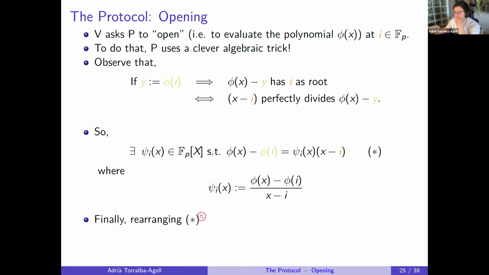So finally, if we rearrange this expression here, the asterisk expression, we can obtain this new expression for our committed polynomial. Phi of x, this is our committed polynomial, is psi of x times x minus I plus phi of I. And this is simply taking this element here and putting it on the other side of the equal sign. So the verifier can come up with this expression.